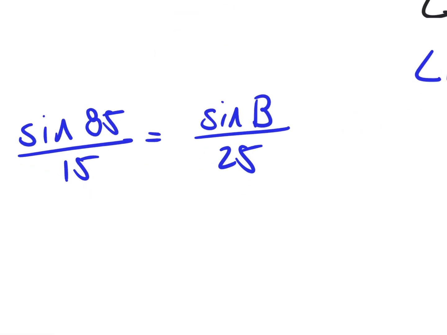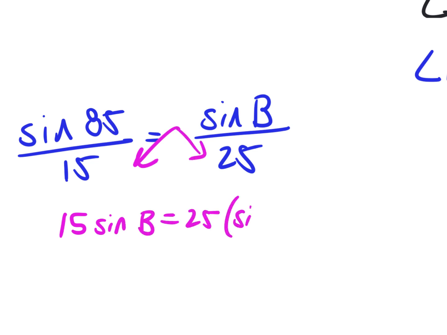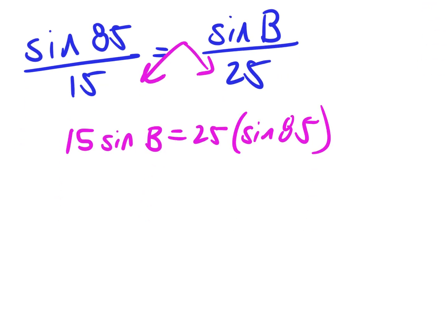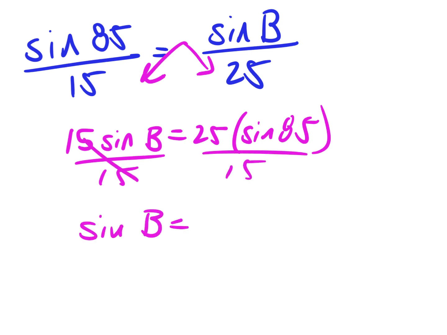So go ahead and cross multiply. So 15 times the sine of B equals 25 times the sine of 85. Now what? Divide both sides by 15, right? So I get the sine of B. Tell me what the decimal is. Do that in your calculator. 25 times the sine of 85 divided by 15. What do we get?